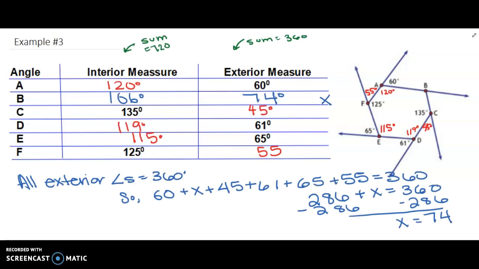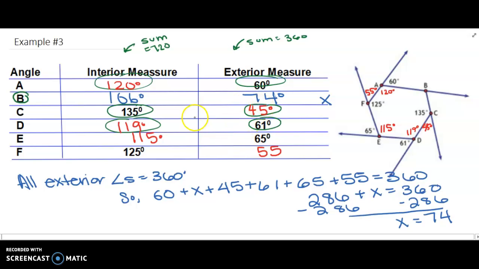All right guys, here's what you should have gotten. So angle B was the hard one. You'd have to do that last. But each one of these pairs adds to 180, adds to 180, adds to 180. All of these add to 180 degrees. So that's how you find all of these.